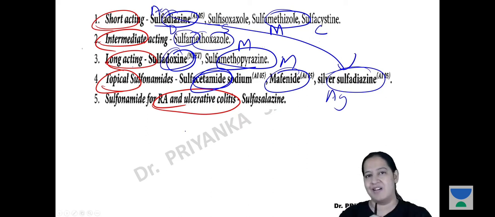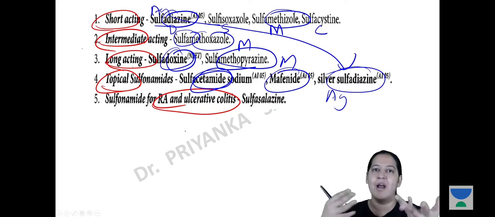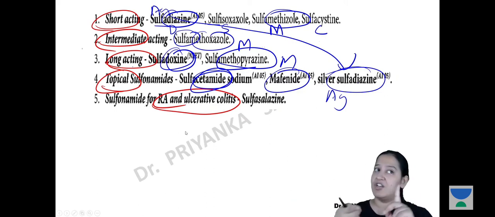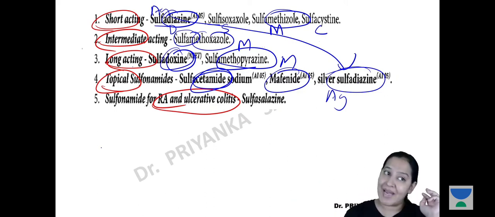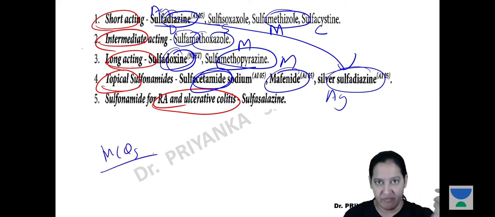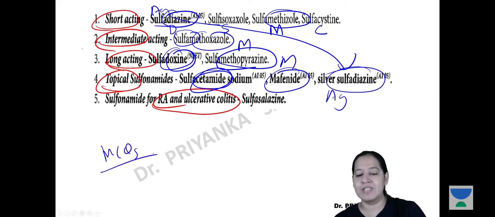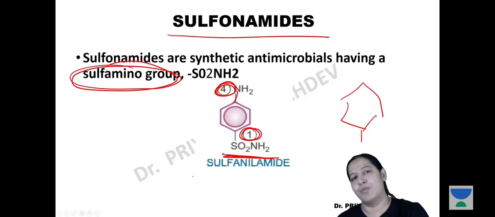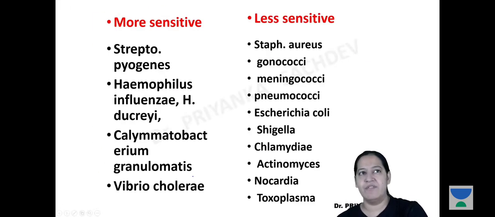I tried hard to make you understand कि तुम्हें लर्न न करना पड़े, ऐसे ही याद हो जाए. At least looking at the option, you should identify whether it is short, intermediate, or long, because many MCQs are asked based on classification, which I am going to launch in the form of polls. After each antibiotic, I will launch polls. So that is the classification. I hope classification you have learned.